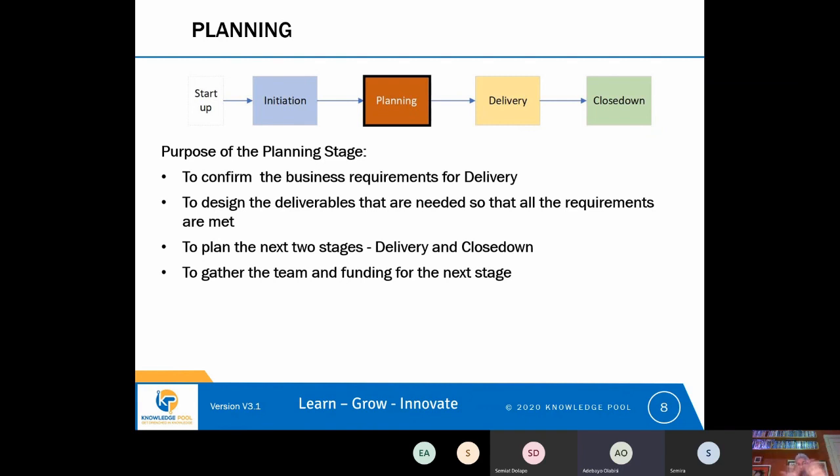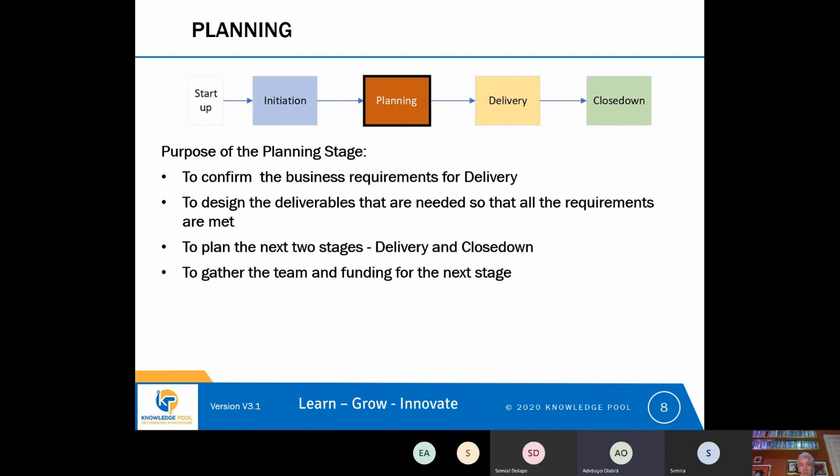But the planning process, again, doesn't result in anything the business can actually use to solve their problems. All it results in is a plan and some designs. So again, there can be some frustration within the business community that things are taking too long. And again, it's really the job of the project manager to reassure people that it's only by planning properly that we can prevent the poor performance that would result if we moved into delivery too soon.